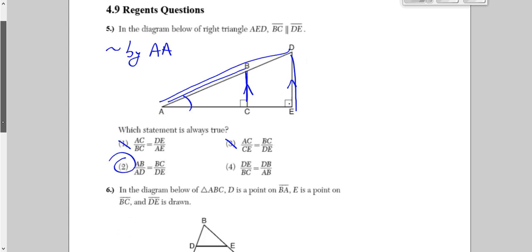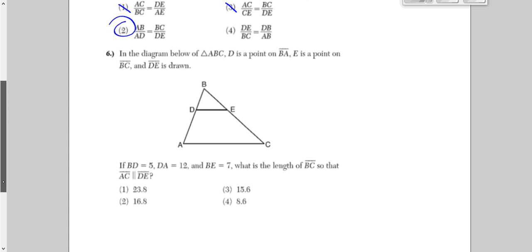Let's go to number 6. I knew it was 2. That was my first choice. Get it labeled. 5. So you guys are doing this. I'm just labeling. 12. Should be old hat by now. And BE is 7. They want the length of BC. So that's X.